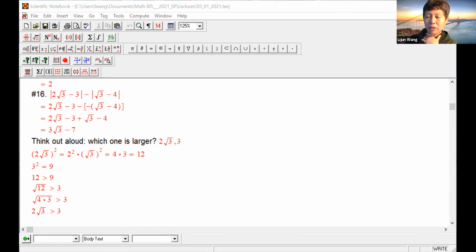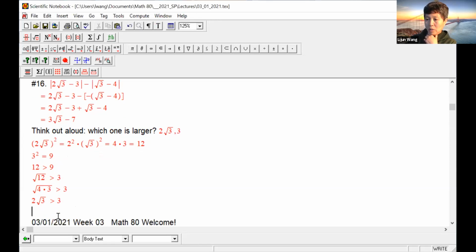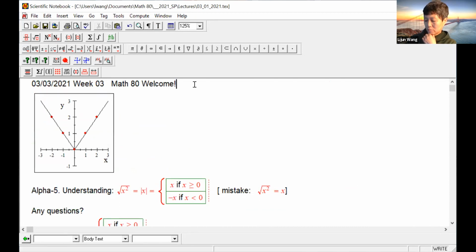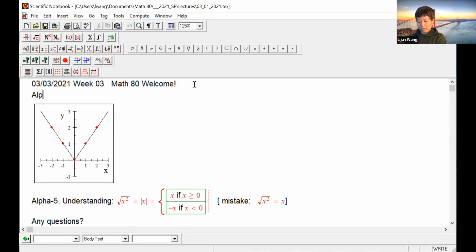Because the operation involving absolute value is very, very limited. There's very limited we can do. We cannot arbitrarily just open up. We have to do it by checking the sign inside the absolute value. So without further ado, today we are going to move on to alpha 7. Okay, what is alpha 7?